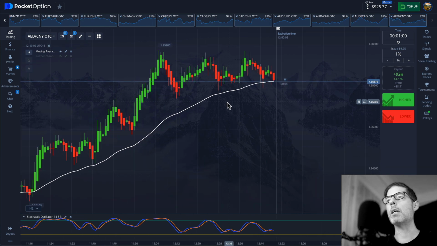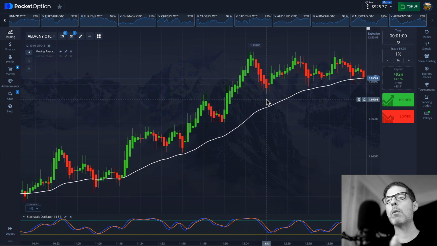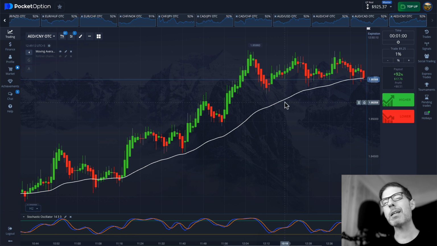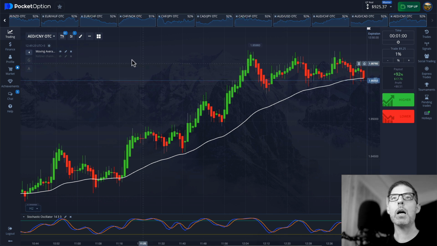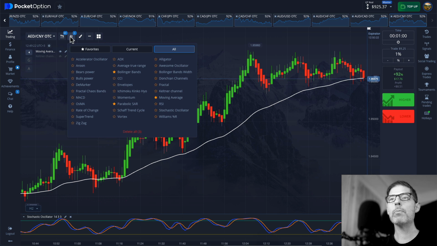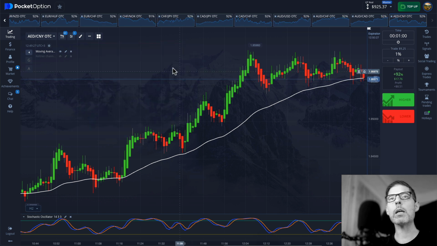So let's take a look here. We've got an indicator, and this indicator, which is this white line here, is going to help us in determining the direction of the market. So this is a moving average. Let's go ahead and add it to the chart. Up here on the indicators menu, select moving average. It's over here on the right. And once you do that, it'll be available on your list of indicators over here.